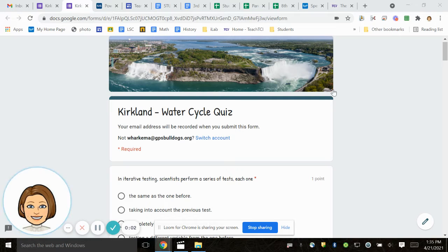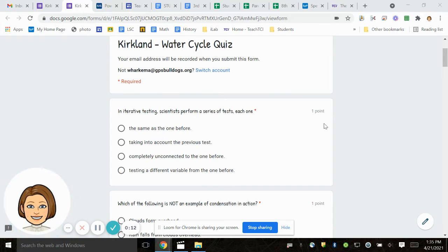This is the water cycle quiz. In iterative testing, scientists perform a series of tests, each one the same as the one before, taking into account the previous test, completely unconnected to the one before, testing a different variable from the one before.